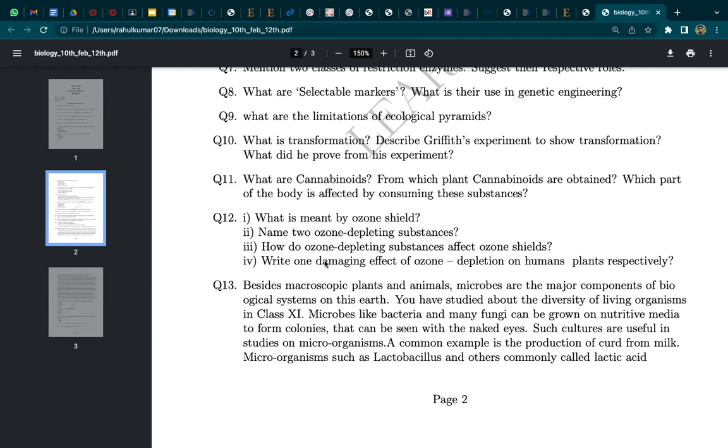And how do ozone depleting substances affect the ozone shield? They basically react with O3 because O3 is a reactive molecule. It's not very stable. That's why it's not present in the lower atmosphere. It's present in the upper atmosphere. O2 is stable in the lower atmosphere that we breathe in.